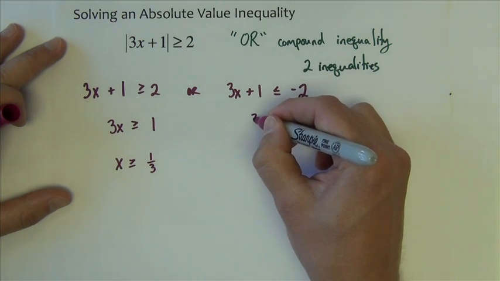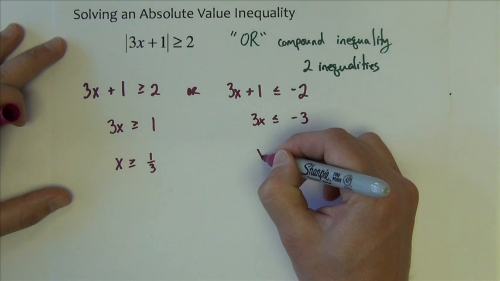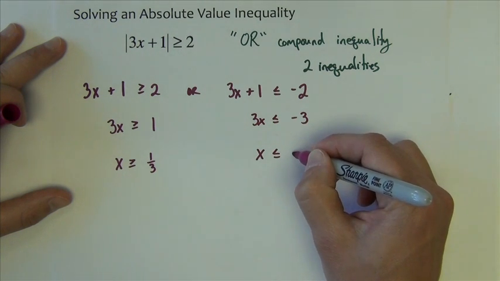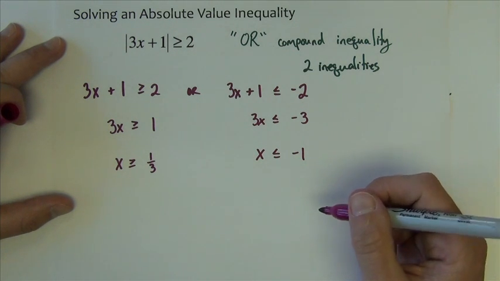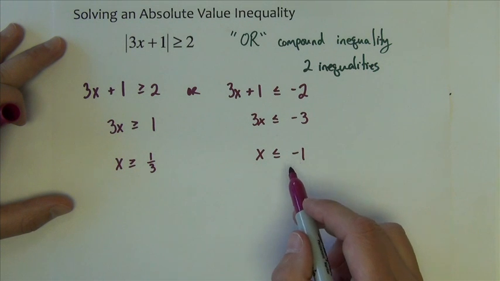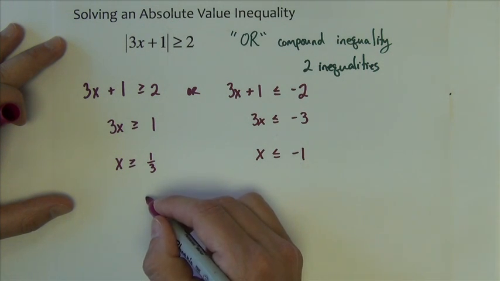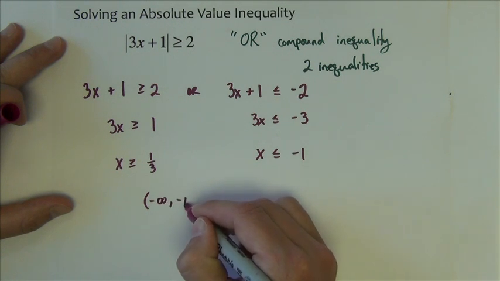Or over here, we get 3x is less than or equal to negative 3. Divide by 3, we get x is less than or equal to negative 1. Okay. So x is less than or equal to negative 1. Let's start there because it's the smaller values. Would be everything left of negative 1. Negative infinity, comma, negative 1.